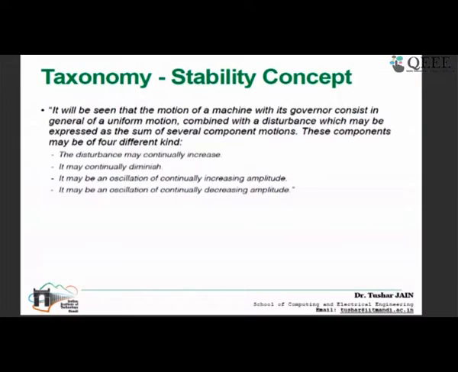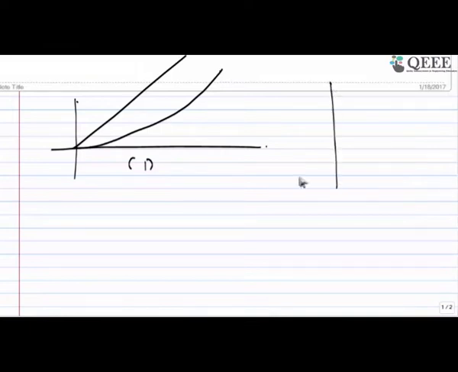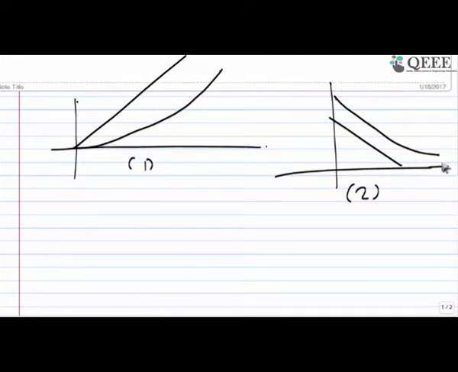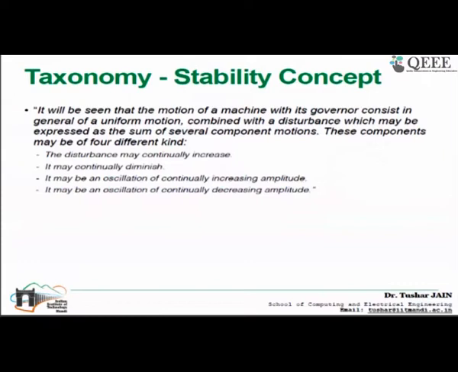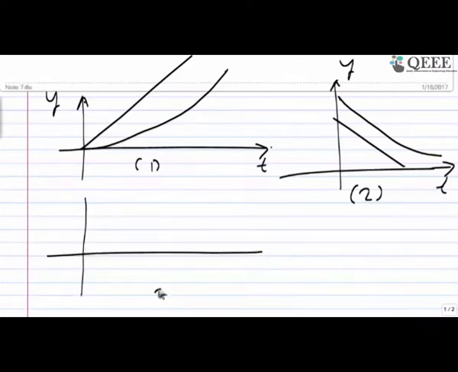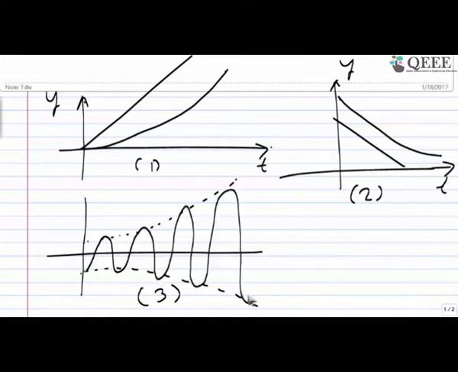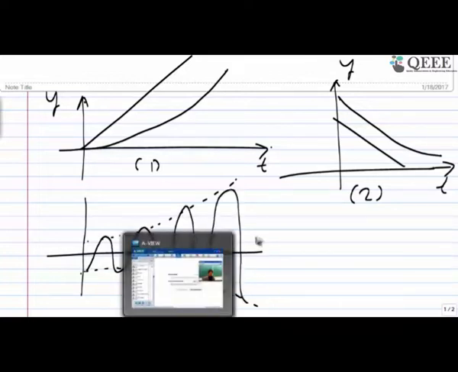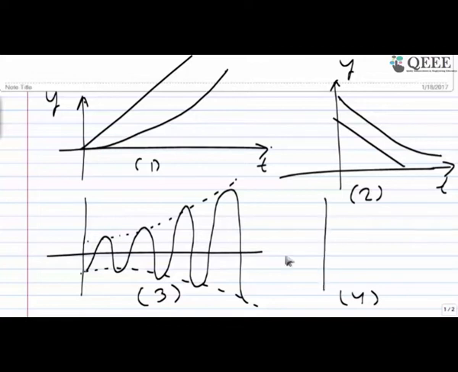The second says it may continually diminish, the exact opposite of this one. We can see at this point that this is the time axis, the x-axis, and these are the responses. Third, it says it may be an oscillation of continually increasing amplitude. So if this is the third one, oscillation with increasing amplitude, you see these oscillations are continuously increasing. The fourth one says continuous oscillation of decreasing amplitude.